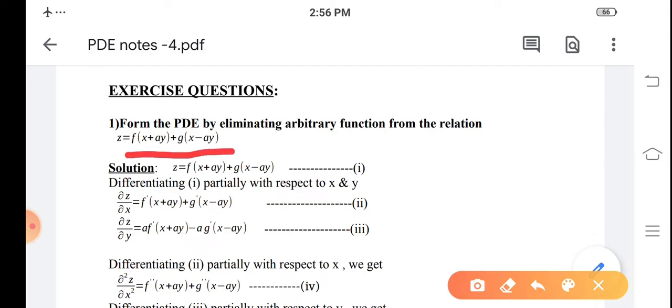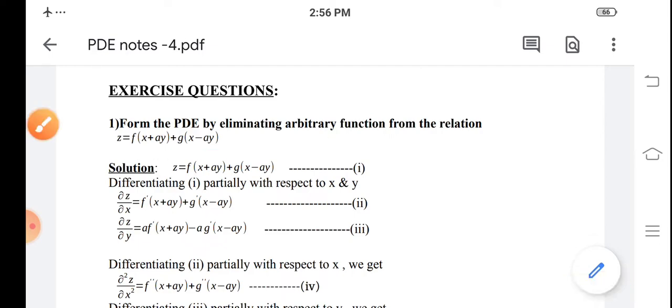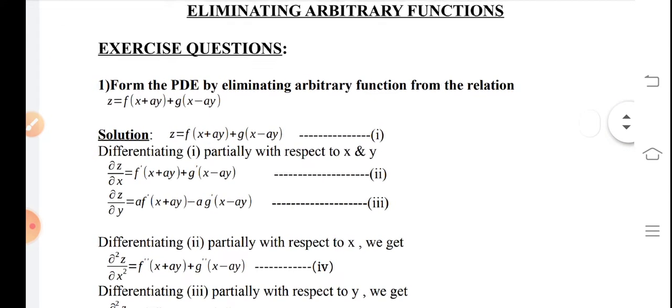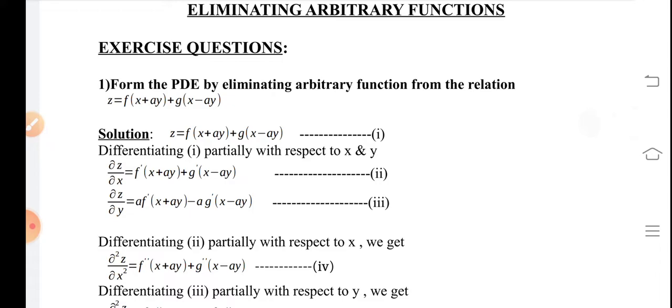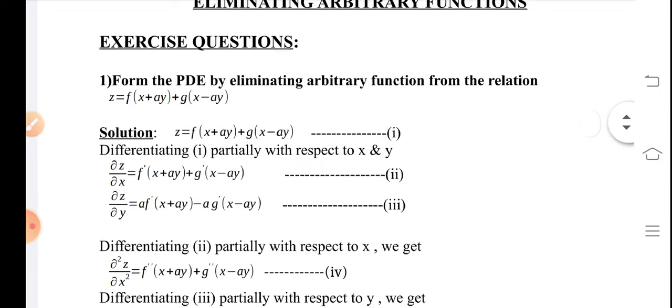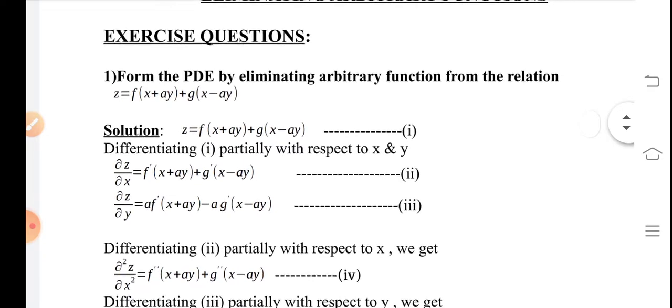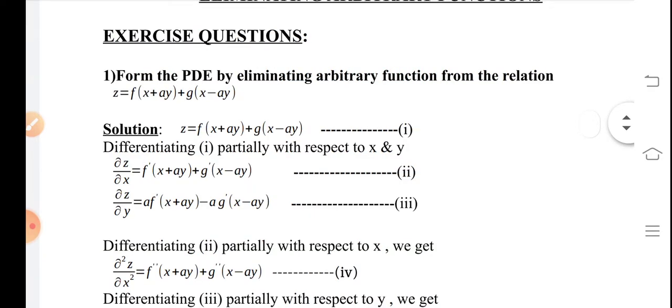Form the partial differential equation by eliminating arbitrary function from the relation z is equal to f of x plus ay plus g of x minus ay. Here f and g are arbitrary functions. To eliminate arbitrary functions f and g, we differentiate the given relation partially with respect to x and y. But here, since there are two arbitrary functions f and g, we require second order partial derivatives also.